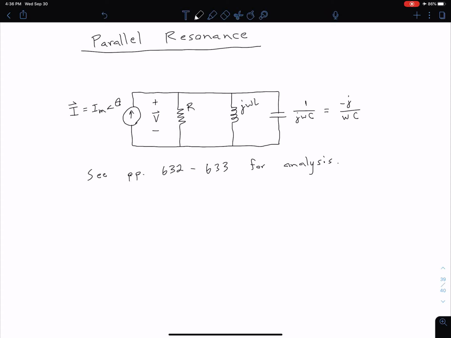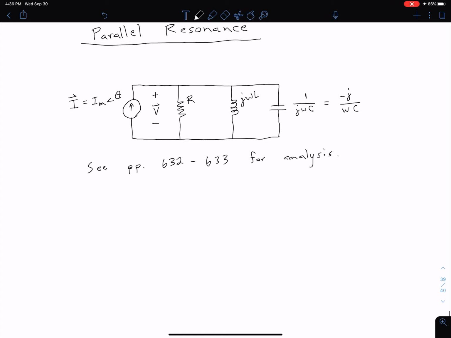If instead of having a series RLC circuit, we have a parallel RLC circuit, we can have the same type of idea with parallel resonance. So the basic principle is that, again, the impedances for the inductor and capacitor are canceling out when we're considering our equivalent impedance. We're not going to go through the detailed analysis, but if you're curious, you can look on pages 632 to 633 in the textbook. So here we're just going to present the results, and then you'll have a chance to get some practice in the homework.